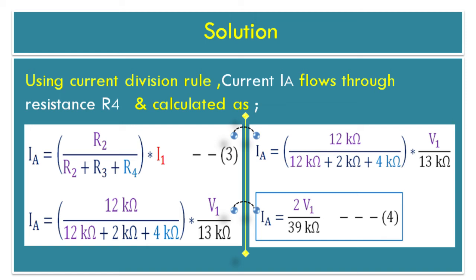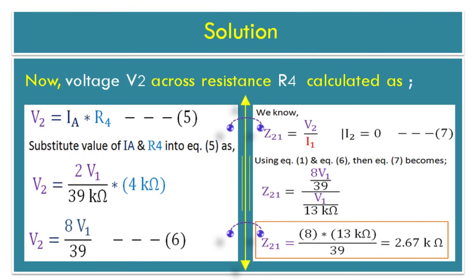Now substitute resistance R2 is equal to 12 kilo ohm, resistance R3 is equal to 2 kilo ohm and resistance R4 is equal to 4 kilo ohm, with current I1 is equal to V1 upon 13 kilo ohm, into equation 3. After simplification of terms, we get current IA is equal to 2V1 divided by 39 kilo ohm given by equation 4. Using equation 4 of current IA, find voltage V2 as voltage V2 is equal to current IA into resistance R4, which is given by equation 5.